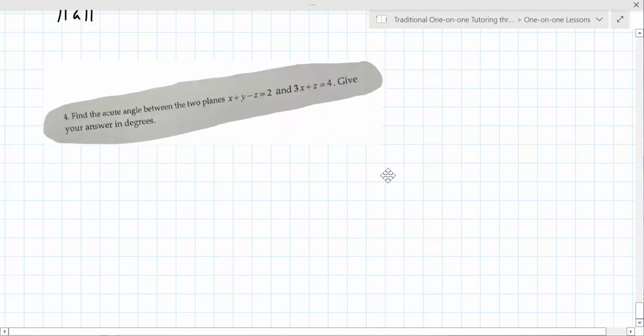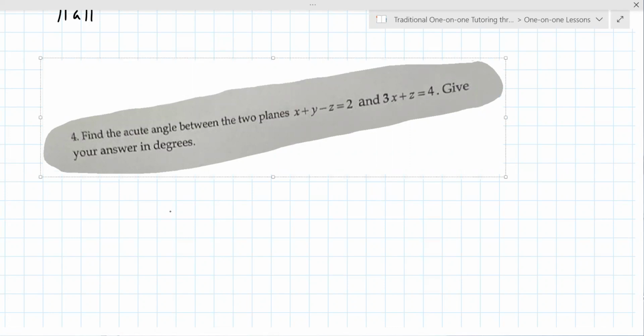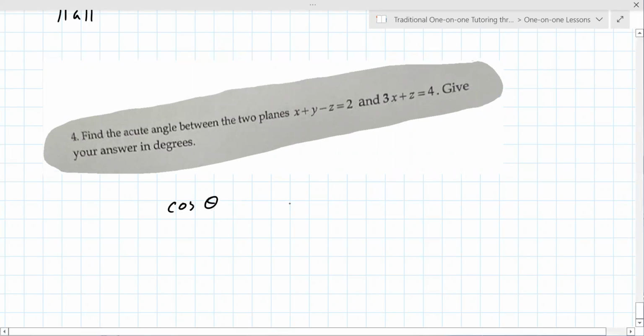Okay. All right, find the acute angle between the two planes, x plus y minus z and 3x plus z. Give your answer in degrees. I know you said you won't have a calculator, but you can still write it out. You don't have to actually calculate it. So the cosine of theta, the angle between, is the dot product of the two vectors over the magnitude of u, magnitude of v.